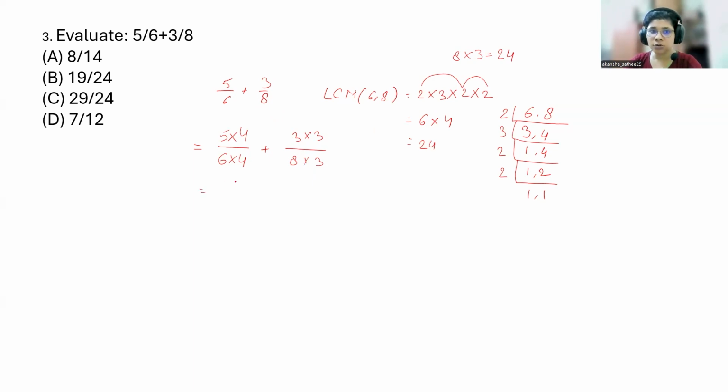So now this is equal to 5 into 4 is 20 upon 24 plus 9 upon 24. Now this is equal to 20 plus 9 upon 24, and that is equal to 29 upon 24.